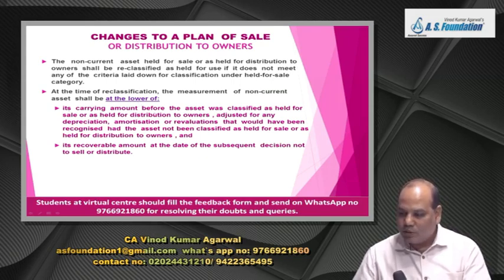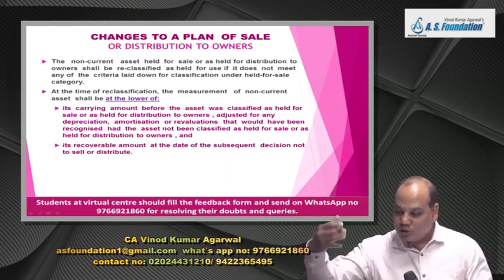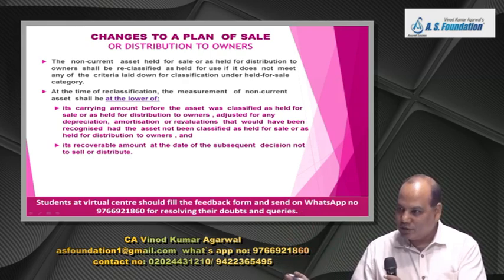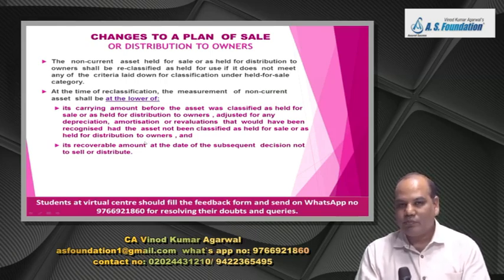Which lower of the two? Its carrying amount before the asset was classified as held for sale or held for distribution to owner. That means you do the original accounting again. Had you followed the original accounting, today what would have been the carrying amount? Forget that you had in the meantime classified it as held for sale. Had you not classified it as held for sale, what would have been the carrying amount as per your previous policy, taking into account any depreciation, amortization, revaluation, in fact impairment also, that would have been recognized had the asset not been classified as held for sale or held for distribution to owner. So go to flashback, forget this adjustment you had ever done and find out what would have been the balance today. And second is recoverable amount.